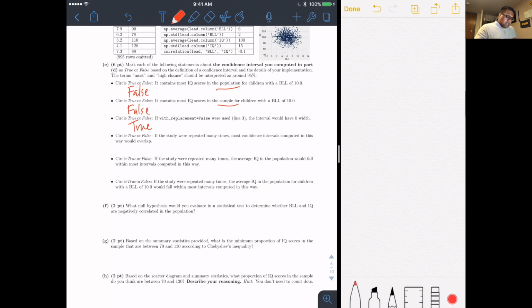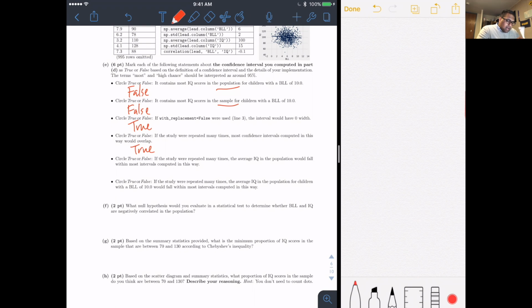Now, true or false, if the study were repeated many times, most confidence intervals computed in this way would overlap. And that again is true. And that's true because what does a confidence interval tell us? It tells us that 95% of the time, our estimation technique is correct. So if that's true, then when we repeat this estimation technique several times, we'd expect that the intervals overlap, right? Because if they're correct 95% of the time, it should contain the same values most of the time.